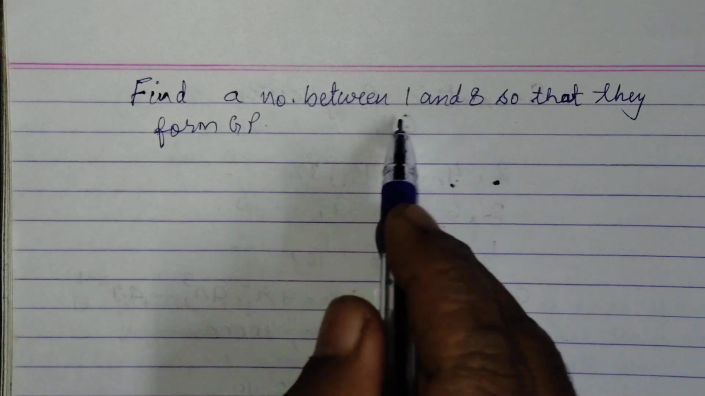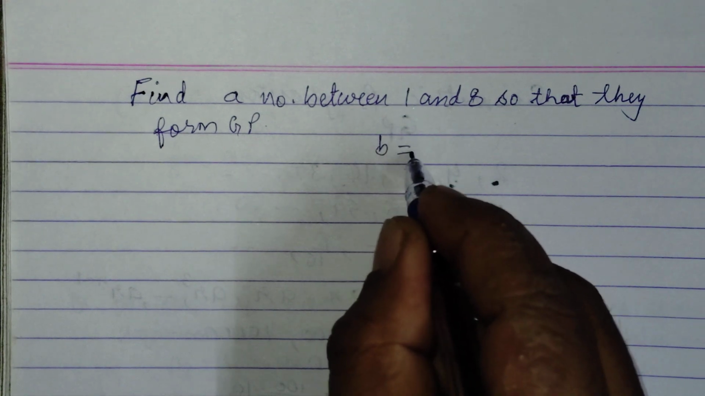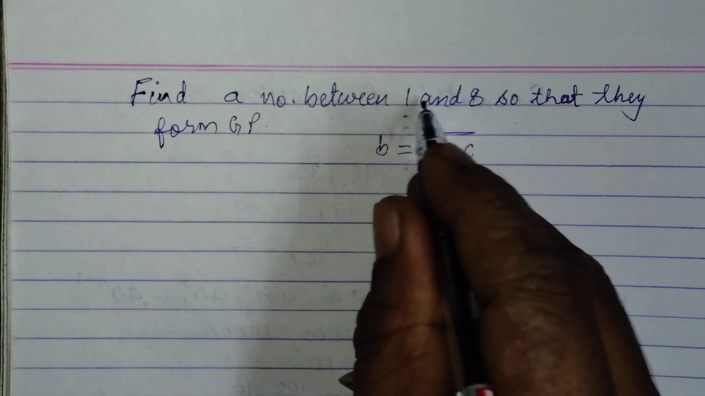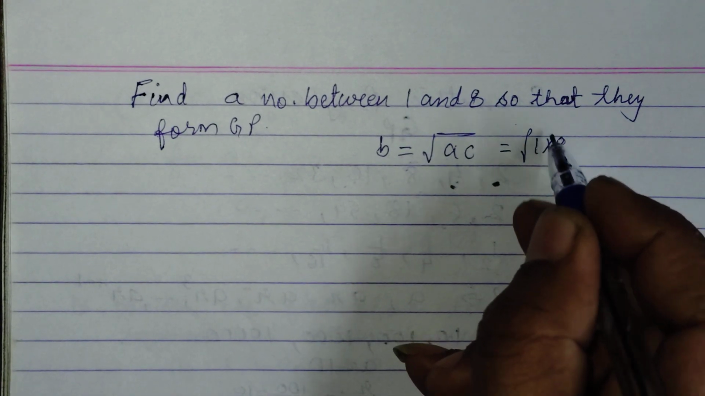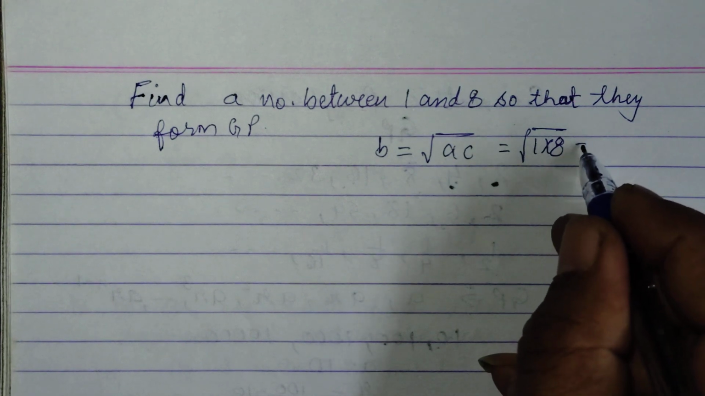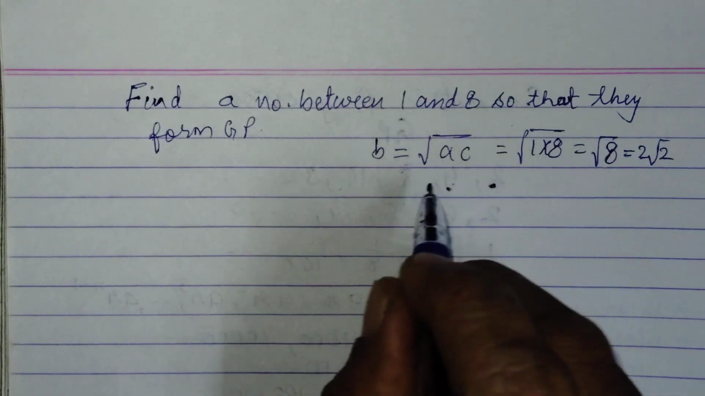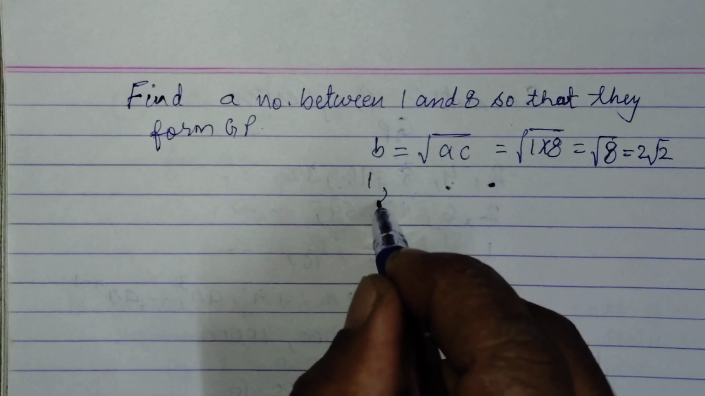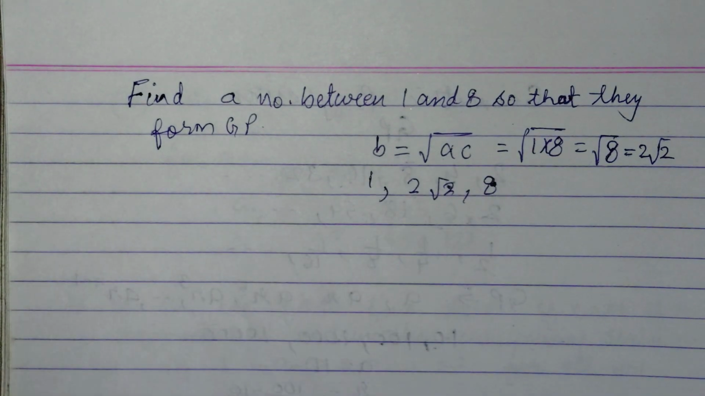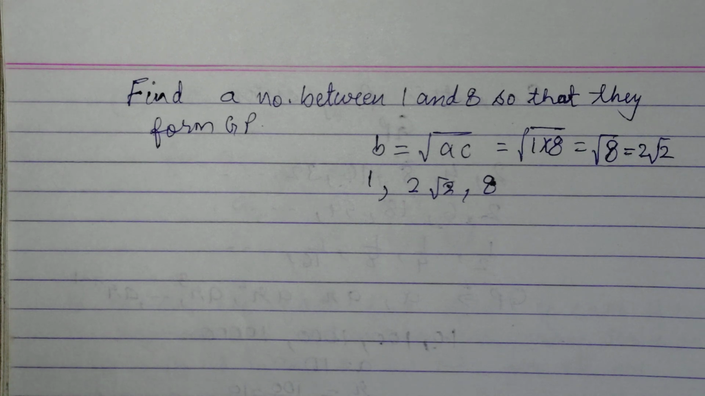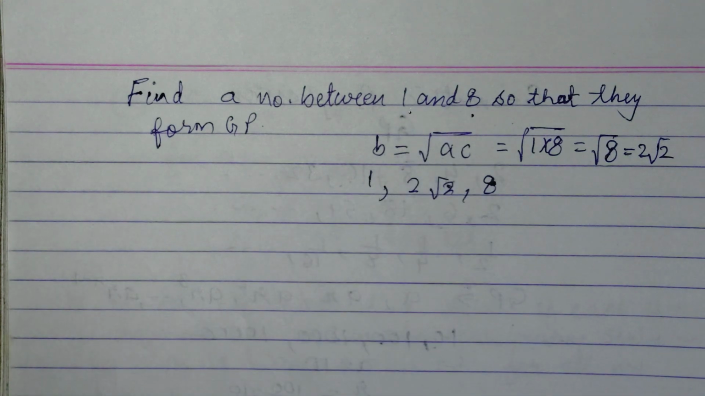Next question: find a number between 1 and 8 so that they form a GP series. So we use the formula B equal to under root AC, where A and C are the first and third terms. So under root 1 into 8, we write 1 for A and 8 for C. So square root 8 is the answer, written as 2 root 2. 2 root 2 is between 1 and 8 so that the series forms a GP. But in AP, the middle term is half of the sum of the first and last terms.